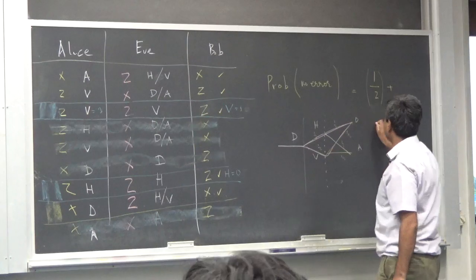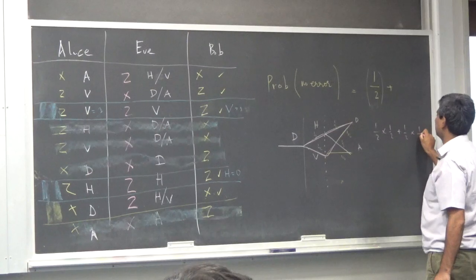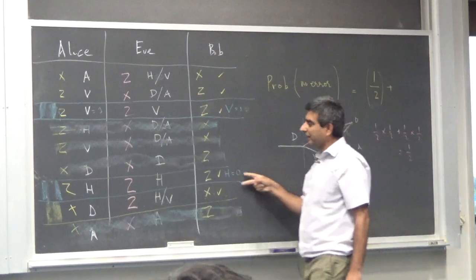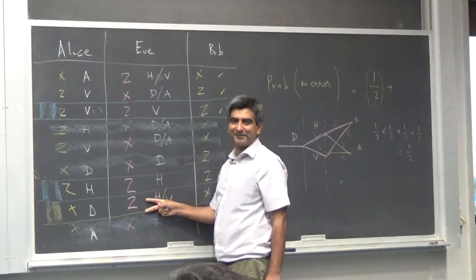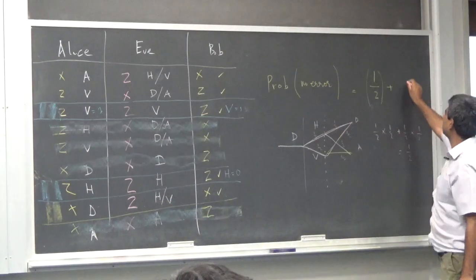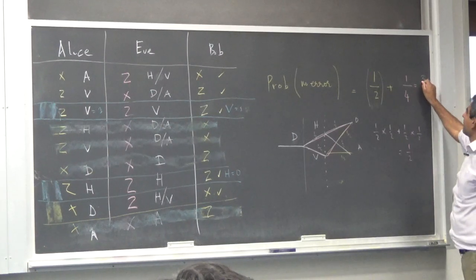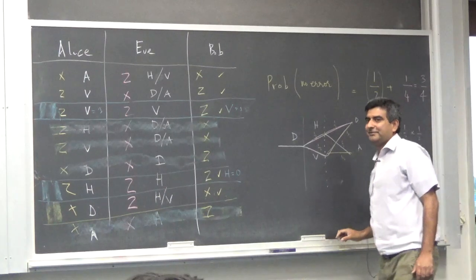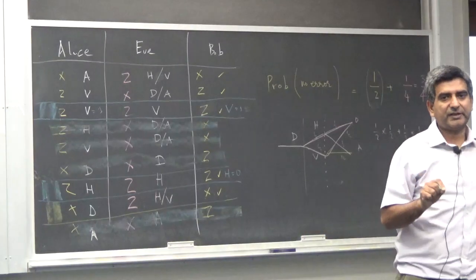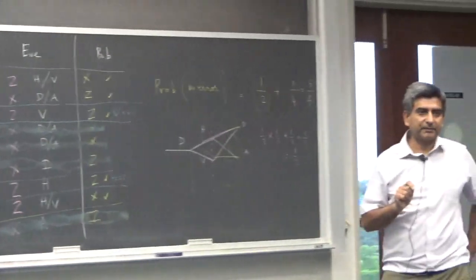or through this route. So it's 1/2 into 1/2 plus 1/2 into 1/2. This is 1/2, right? Now this 1/2 happens 1/2 of the times, because this is incorrect in 1/2 of the time. So this is 1/2 into 1/2, this becomes 1/4. This is 3/4. So the correct bit is received by Bob 75% of the times, and there's a chance of an erroneous bit being received by Bob 25% of the times.